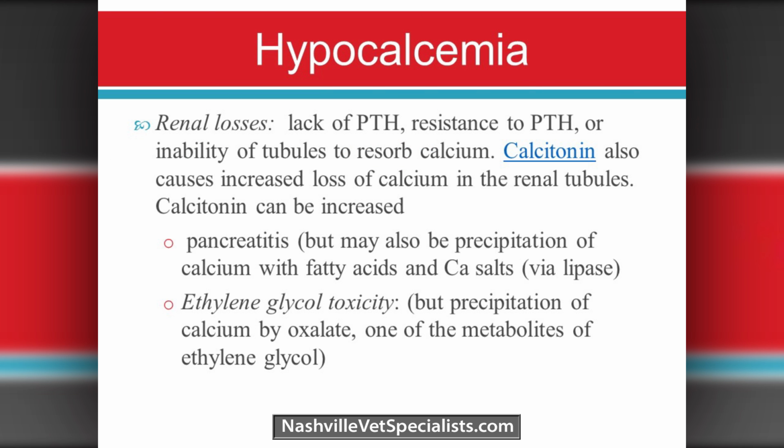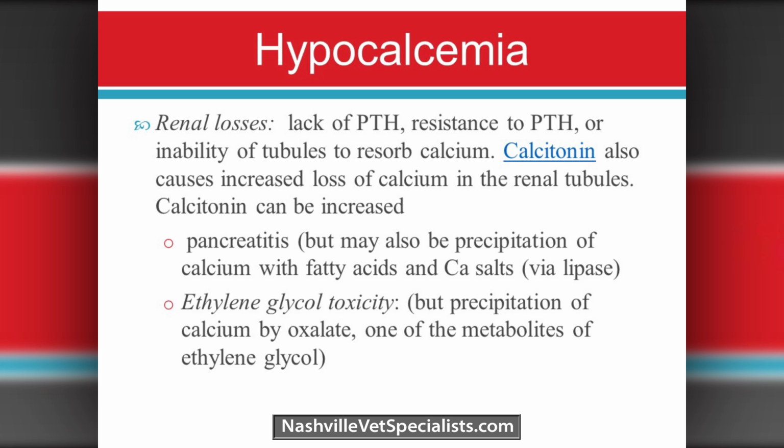Now let's talk about hypocalcemia. So that's the renal loss. It's often lack of PTH, resistance to PTH, or inability of the tubules to reabsorb calcium. And then calcitonin also causes increased loss of calcium in the renal tubules. So why would calcitonin be up? We see that in pancreatitis. Also ethylene glycol toxicity. And there are many different mechanisms, but that's one main one for pancreatitis.